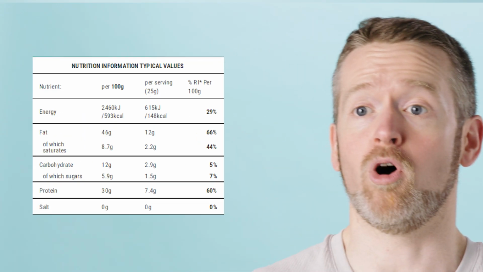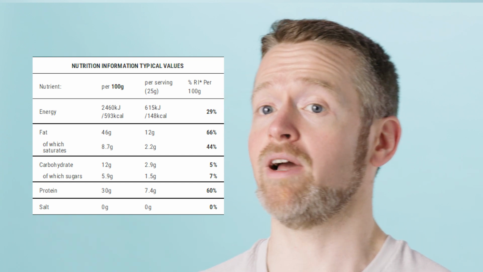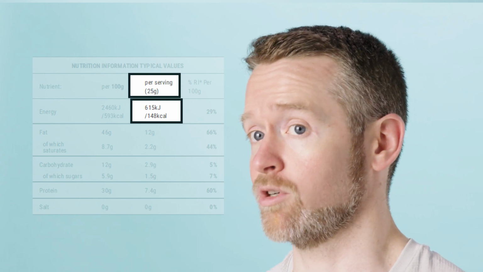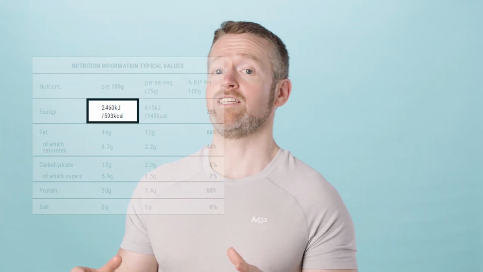Now, something really important to watch out for can be labels on the front of packs. These often show the calories and fat content per portion. Many people read this and assume that a pack is 1 portion. So if you bought this 100-gram pack of peanuts, you might think it's only got 148 calories, the calories per 25-gram portion, when in fact it has 593 calories per pack. That's a pretty hefty difference.